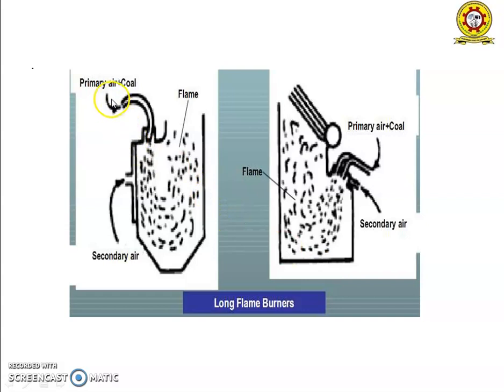So this is primary air and coal, and we are adding the secondary air, and this is the flame, and the flame is in turbulence. And another form is where primary air and coal is entered here, and the secondary air, and the flame is tangential. Here if we observe the two diagrams, the directions of flame are at right angles to each other and the angles are varying here.